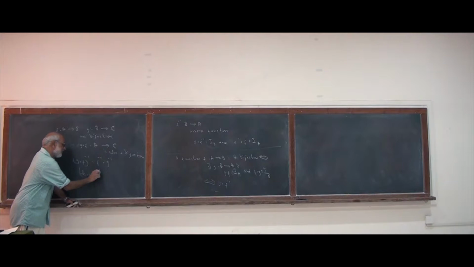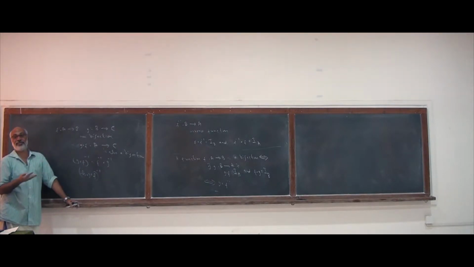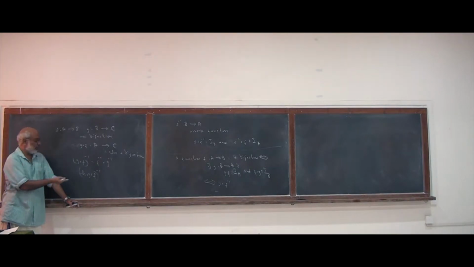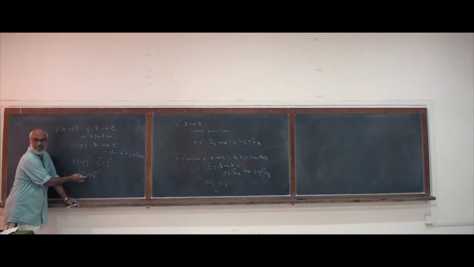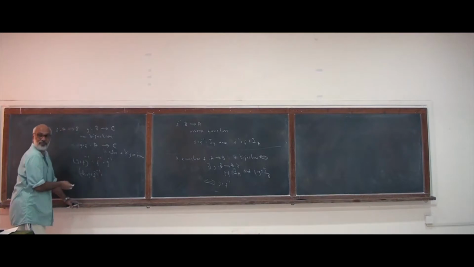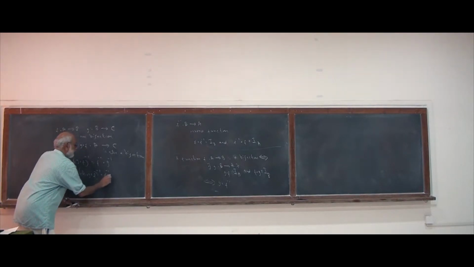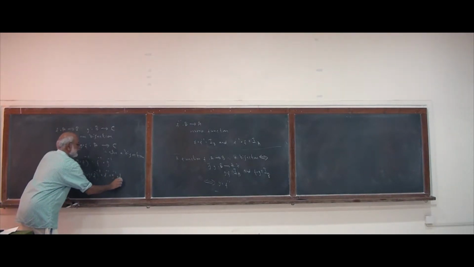Now what is the inverse of that? If f, g and h are bijections, this is also a bijection, and the inverse is given by f inverse composition g inverse composition h inverse.